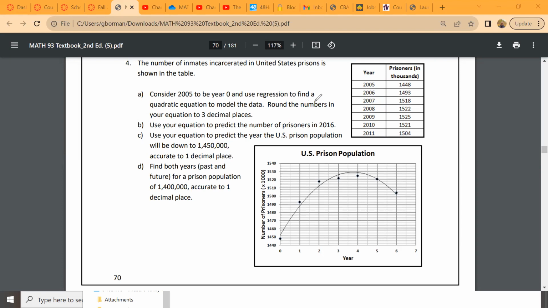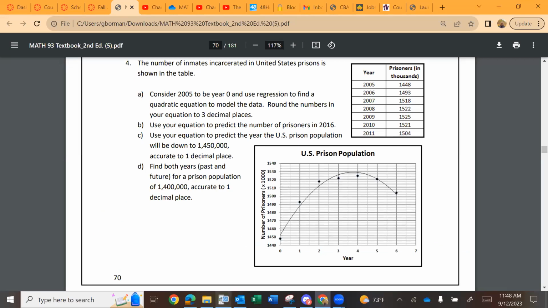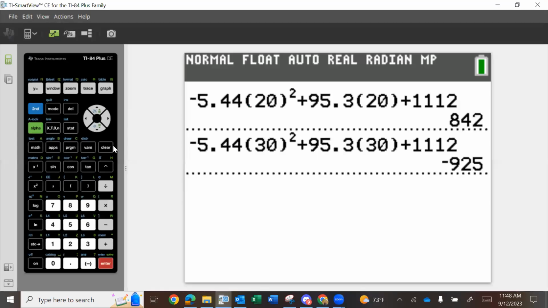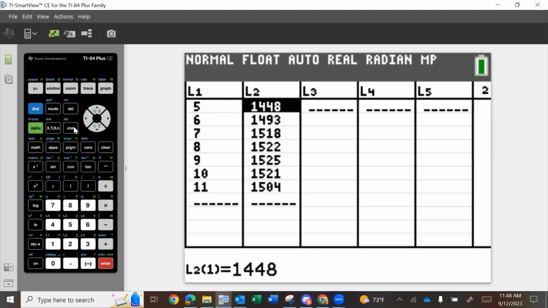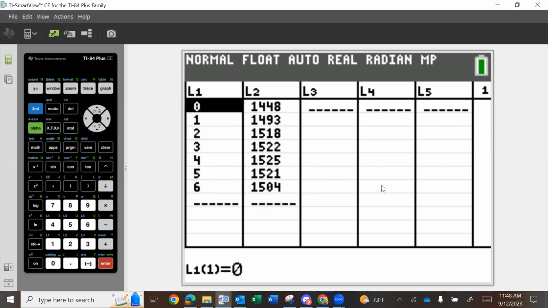So let's see. Find a regression equation, 3 decimal places, and it's supposed to be quadratic. Now, because the data is all the same and we're making very little difference, our equation is going to be very similar. I think I can just go up there and say L1 minus 5, and that subtracted 5 from everything. Or you can just type the numbers in.